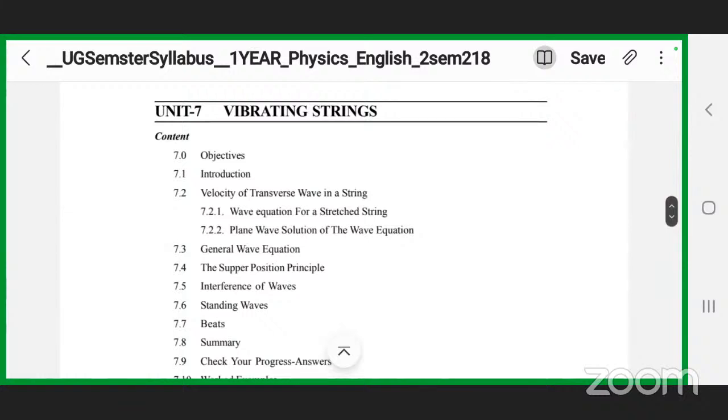Vibrating strings. In this also, two questions you may expect, definitely. The expected essay question is the velocity of transverse wave in a stretched string. So here, what do you mean by transverse wave?